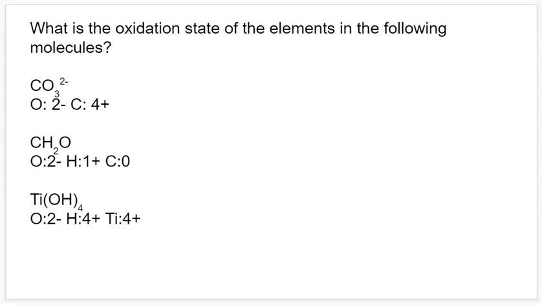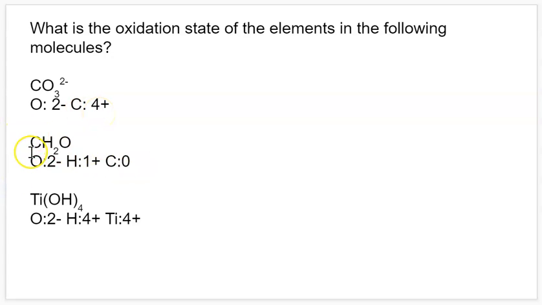Okay, let's look at the answers here. So carbonate, we know it has to be a 2- overall. It has oxygen, so that's 2-. 2- times 3 is going to be 6-, and it needs to be 2- overall. So 6- plus 4+ is going to get us to 2-. So in this case, the carbon has an oxidation state of 4+.